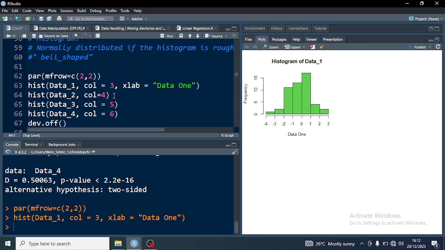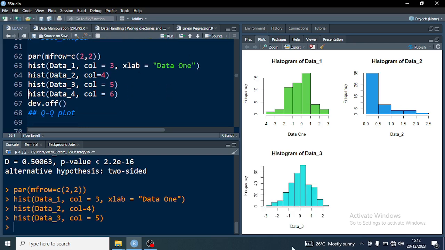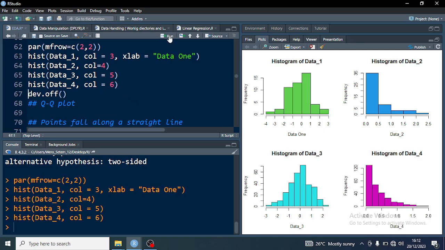Then the histogram of data 2, and I'm saying color is equals to 4. Here it is. This does not follow the normal distribution because it's not bell-shaped. So this data set is not normally distributed. Histogram of data 3, and here it is. This one is roughly normal because it follows Gaussian distribution. Then data 4, here it is. This one is almost the same as data 2.